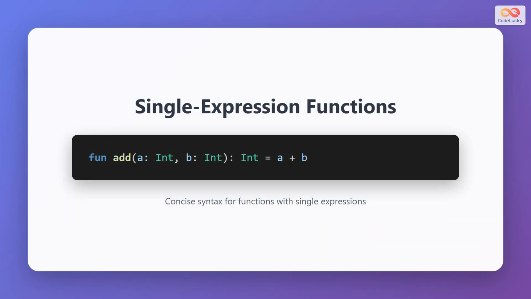When a function contains only a single expression, Kotlin provides a more concise syntax. Instead of using curly braces and the return keyword, you can use an equals sign followed by the expression. This is called a single expression function. The compiler automatically infers that the function returns the result of the expression. This style is particularly useful for simple functions and makes your code more readable and compact.